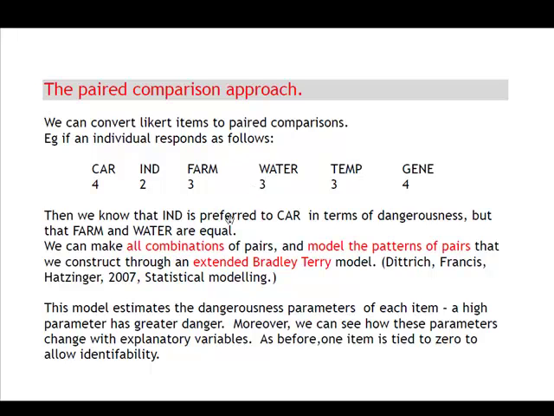I won't go through the details, but this is now relative. We're getting rid of the absolute value. All we're doing is comparing these items in a relative way. So we've taken out the absolute value, and we can simply compare the relative ordering of these. And there's a paper in Statistical Modelling that does this. I won't go into the details.